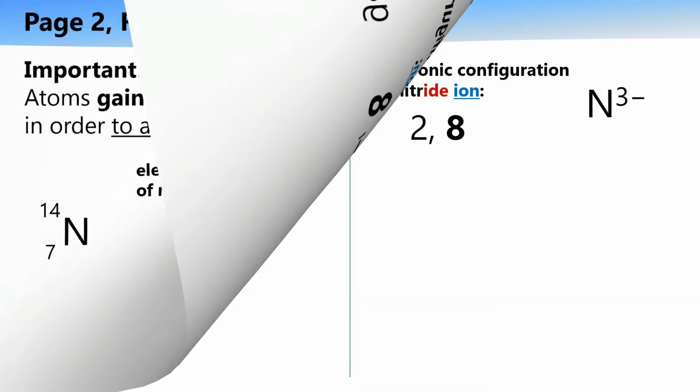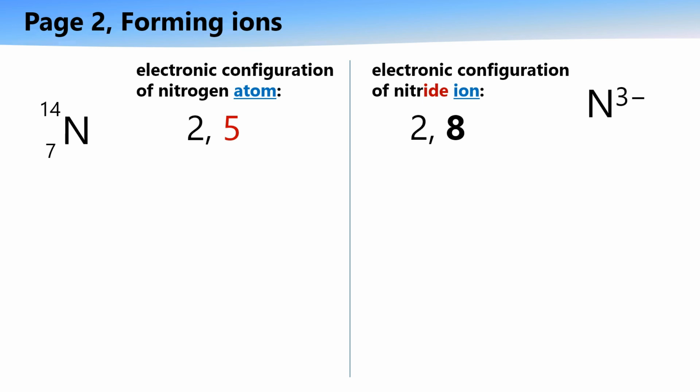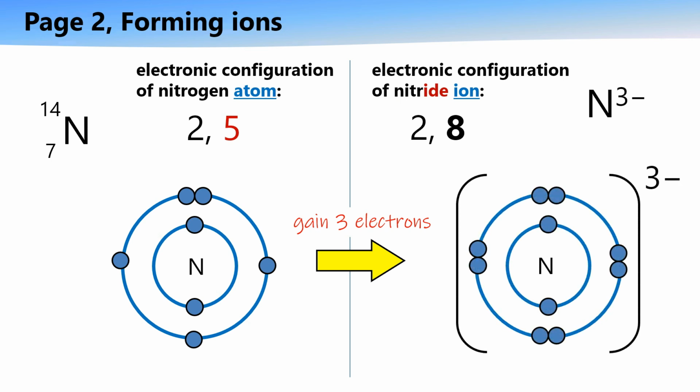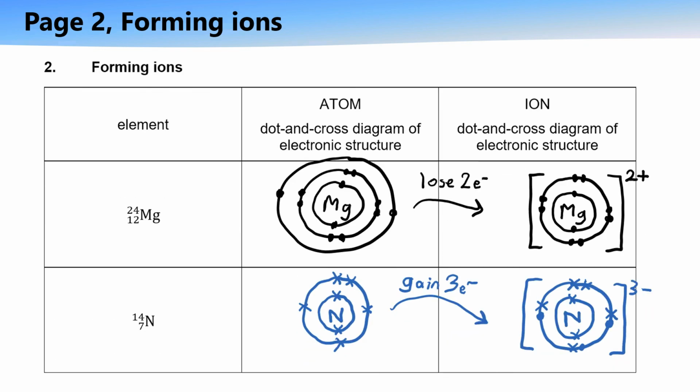Right, so back to the table. Draw the electronic configuration of the nitrogen atom, 2,5, and as previously discussed, it will gain 3 electrons to form the nitride ion. So draw 2,8 and bracket with the charge of 3 negative or 3 minus. Once done, your drawing should look like this. I'm sure you can draw much better than me.